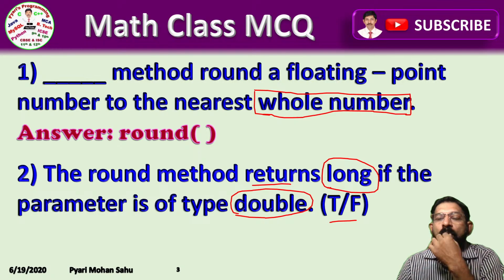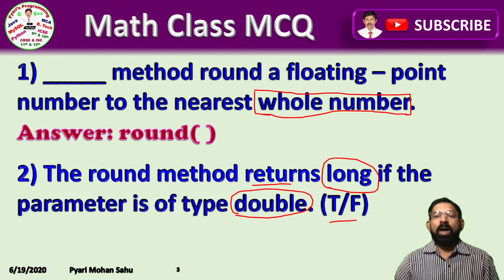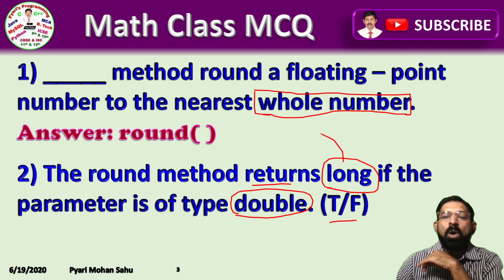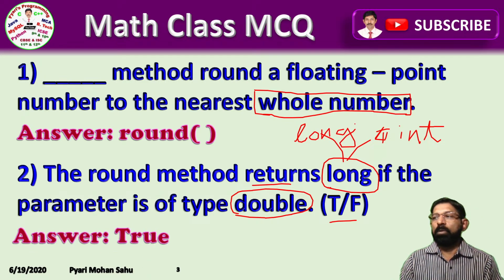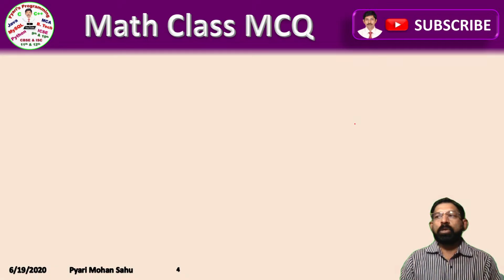Nalini, true. Yes. Now its return type is either long or int. So in which case int, in which case long, we should know, because it returns whole number. So whole number can be either integer or long. So it is true. Next question is in front of you.